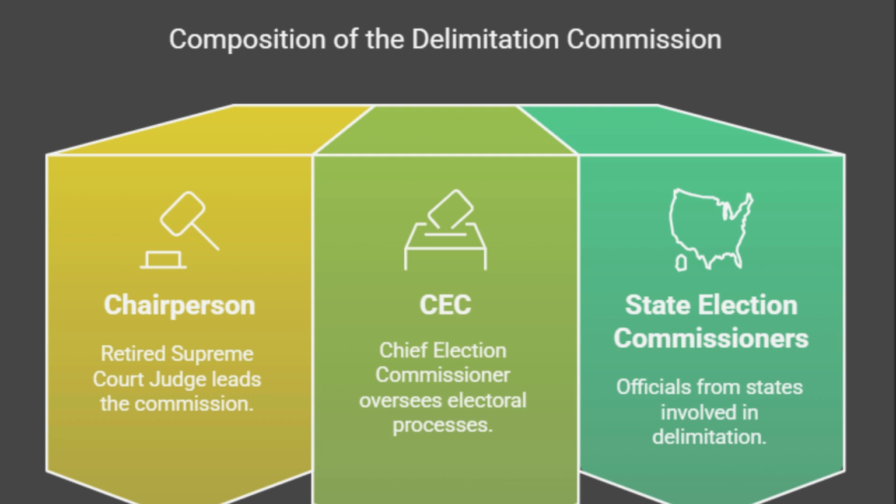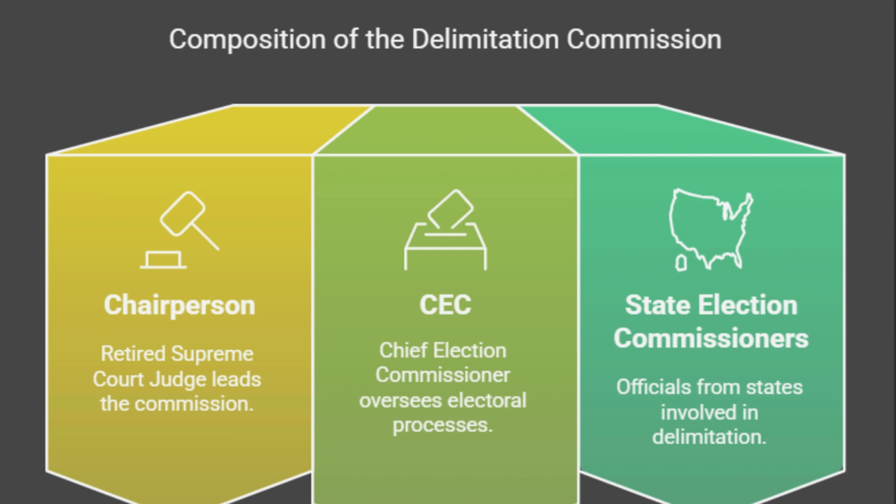Who conducts delimitation in India? Delimitation is conducted by an independent delimitation commission appointed by the central government. Once again I repeat, appointed by the central government under the Delimitation Act. It works alongside the Election Commission of India. The composition of the Delimitation Commission is a retired Supreme Court judge who will be the chairperson, the chief election commissioner, and state election commissioners of the concerned states. One thing to note here is the Delimitation Commission's decision cannot be challenged in court once notified by the President of India.